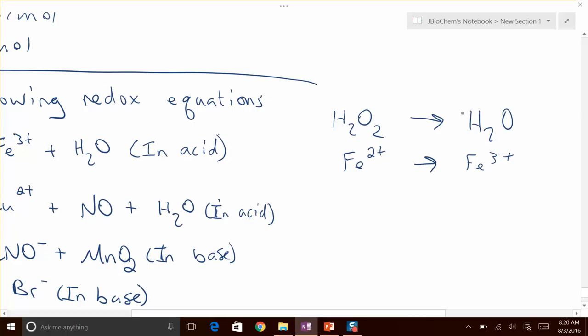Okay, so first we need to balance the oxygens. Let's balance the oxygens. So put a 2 here. But I can't balance it as it is. I can't put a 2 over here and then keep going back and forth. That's because I need an acid. I need to add acid, so H+, and I need 2 of those.